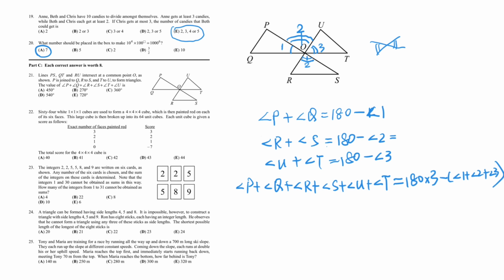Now the sum of angles 1, 2, 3 is a straight angle. That's 180. So 180 times 3 minus the sum of angles 1, 2, 3 is 180 times 2. That's 360. Therefore, the answer of number 21 is C.